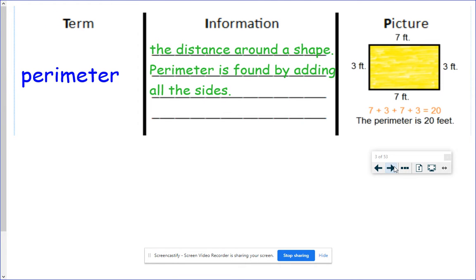Perimeter. I sent you a new tip chart for Unit 4. You can add this word perimeter to your tip chart. Pause the video, and write down the word, what it means, and the picture. You can leave this sentence off if you want to. You don't have to include that, but just draw the rectangle and label the sides and put this addition sentence underneath it, and then that will be all you need to do for your tip chart.